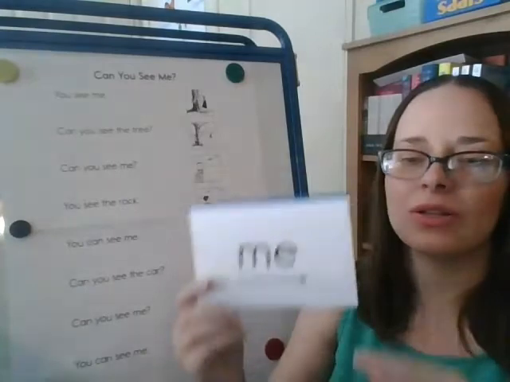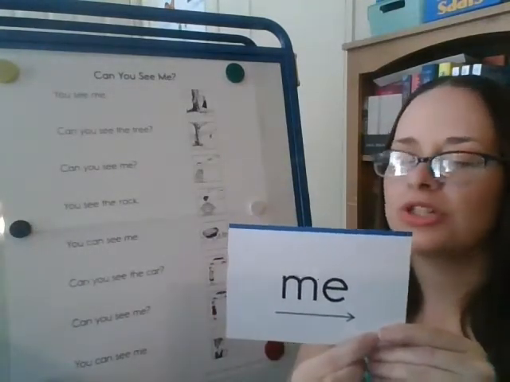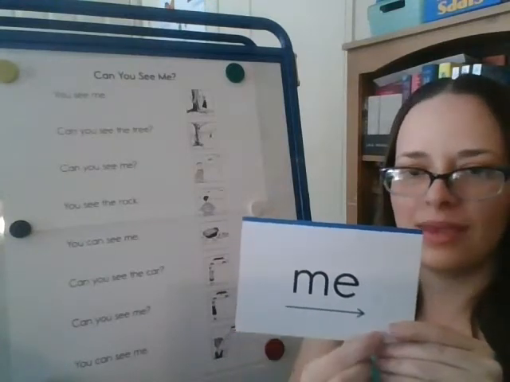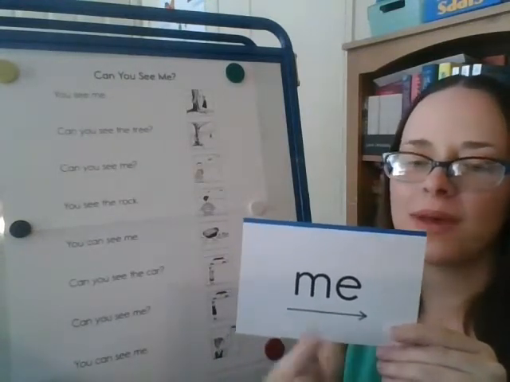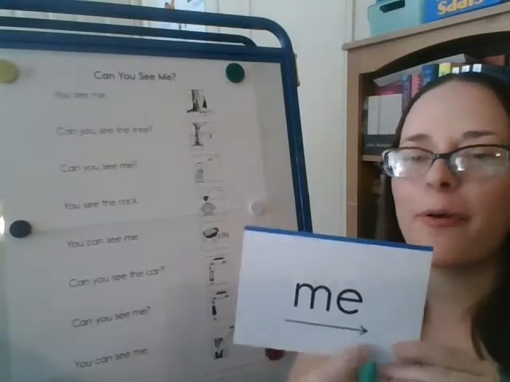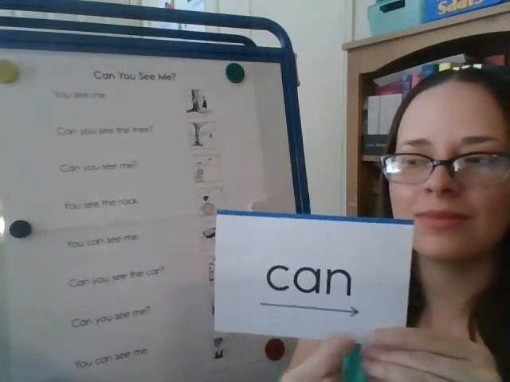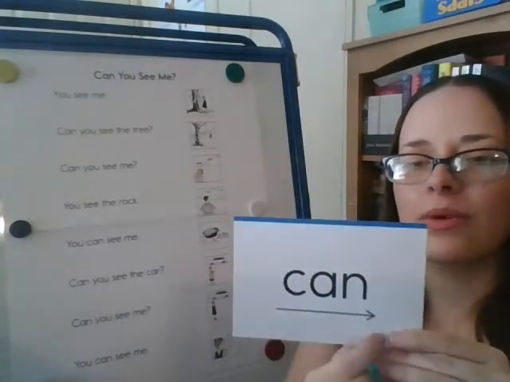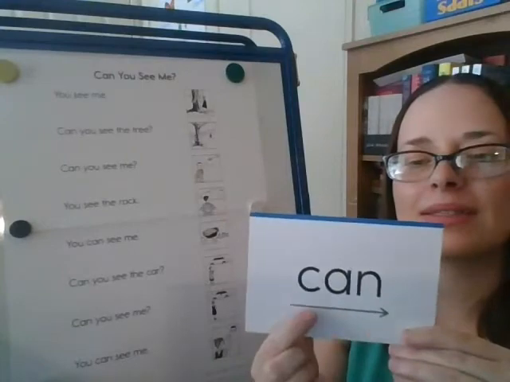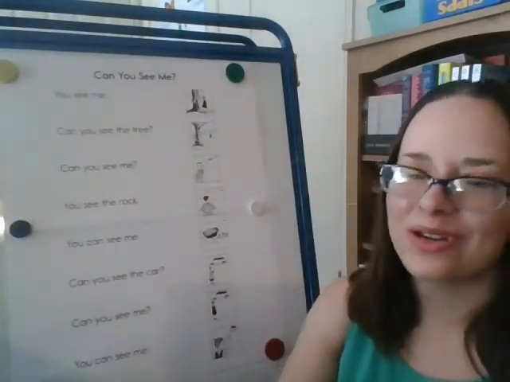This is one we are still learning. Me, M-E, me. She gave it to me. Me. Let's read. Spell. Read. Me, M-E, me. Last word. Read. Spell. Read. Can, C-A-N, can.